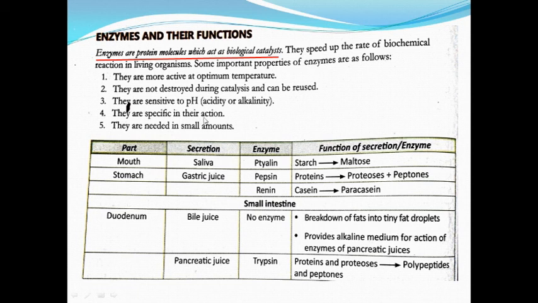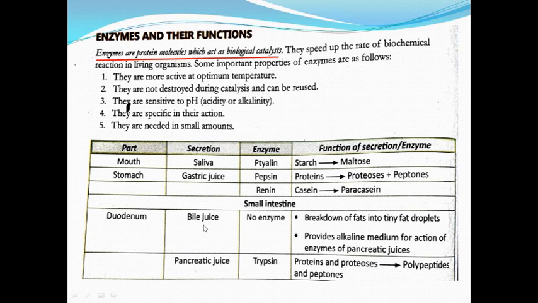They are specific in their action. They are needed in small amounts. You don't require too much of enzymes. A small amount can act very well to digest the food in our body.